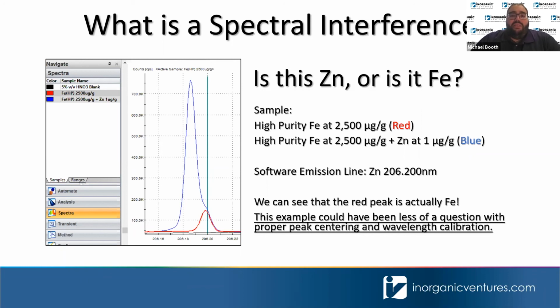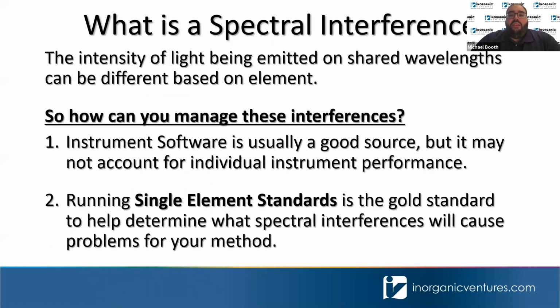Some of the things that we could have used all along to help us out: proper peak centering and wavelength calibration is key. But look at those wavelengths on the x-axis there. We're looking at 206.18 to 206.2. So it's a very small window of wavelength nanometers that you're dealing with. Even if you're fully calibrated in range, you might see some issues appear on really close wavelengths like this.